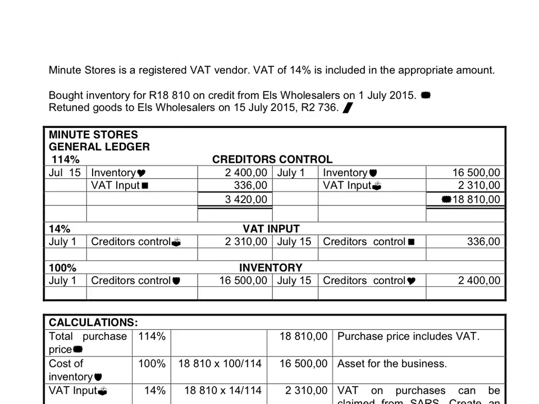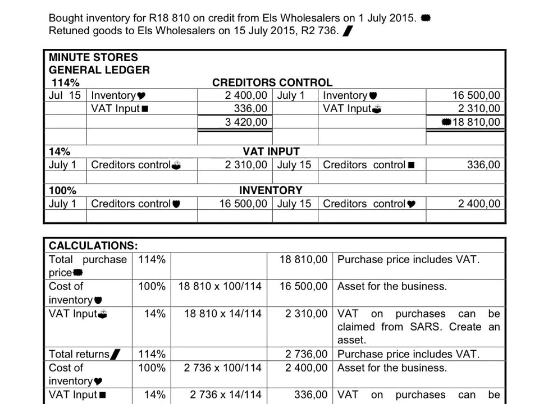Good morning. We will spend time on the effect of VAT on purchases of goods or when goods are returned to the wholesalers. The first entry is when we buy goods for 18,810. It means that this 18,810 includes the VAT of 14%.